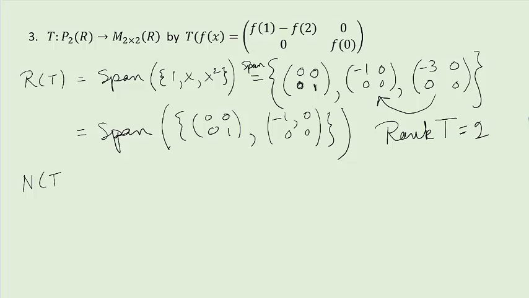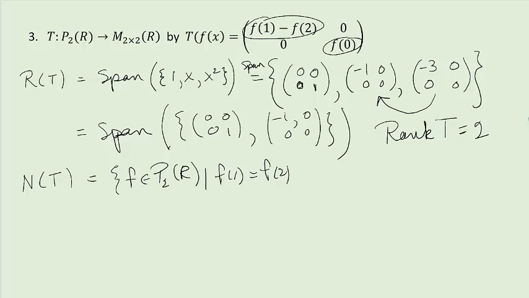All right, so now we want to find the null space. So the null space of T is equal to the set of all polynomials f in P2 of R such that f of 1 is equal to f of 2. We have to get the 0 vector. So we want this to be 0 and this to be 0. So f of 1 equals f of 2, and f of 0 is equal to 0. So we'll have to think a little about this and see what the polynomials in the null space look like.